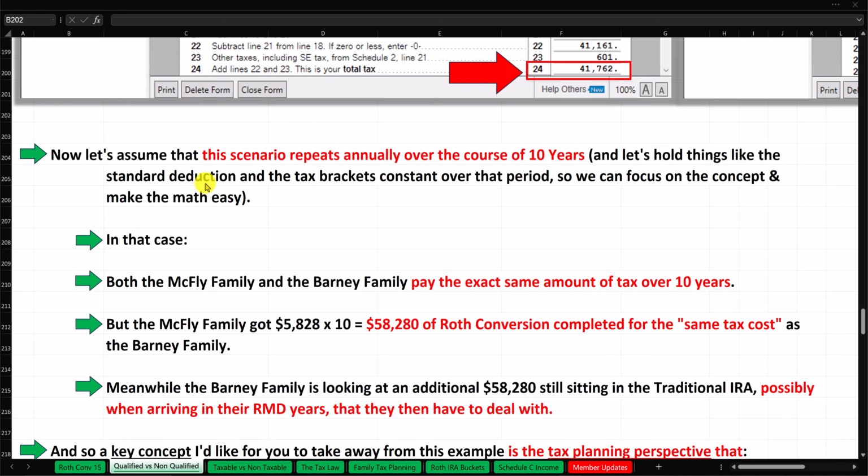Now let's assume that this scenario repeats annually over the course of 10 years, and let's hold things like the standard deduction and the tax brackets constant over that period so we can focus on the concept and make the math easy. In that case, both the McFly family and the Barney family pay exactly the same amount of tax over 10 years. But the McFly family got $5,828 times 10, or $58,280 of Roth conversion completed for the same tax cost as what the Barney family was paying. Meanwhile, the Barney family is potentially looking at another $58,280 still sitting in their traditional IRA, possibly when arriving in their RMD years, that they then have to deal with.